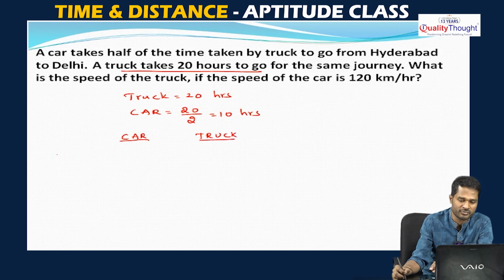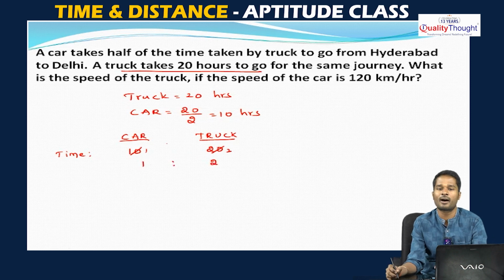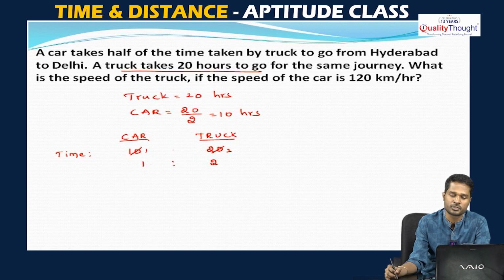Now check here, first we will write the time. The ratio of the times. So car will take 10 hours and the truck will take 20 hours. This is 10 ones are, 10 twos are. So the time periods are in the ratio 1:2. So for the car and truck, the time periods are in the ratio 1:2.